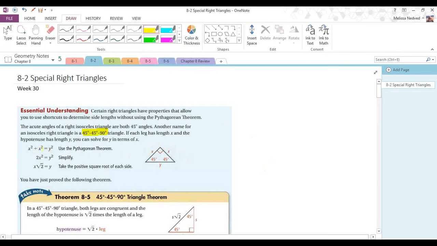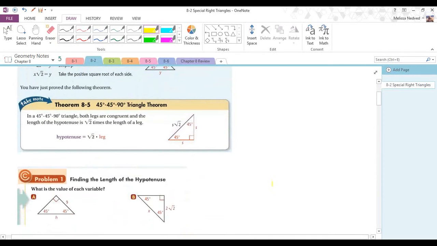Well, when simplifying, since x squared and x squared are like terms, I can combine them to get 2x squared equals y squared. And then if I square root everything to get y by itself, I get x times the square root of 2 equal to y. And that's where this first theorem comes from. It says in a 45-45-90 triangle, again, that's how we're going to identify this based on the angle measures, both legs are congruent, so they're equal to each other, whatever that may be. And the length of the hypotenuse is the square root of 2 times the length of the leg.